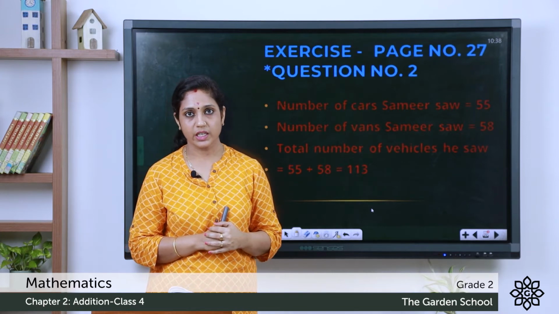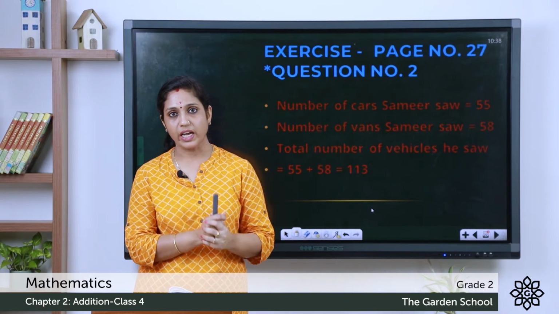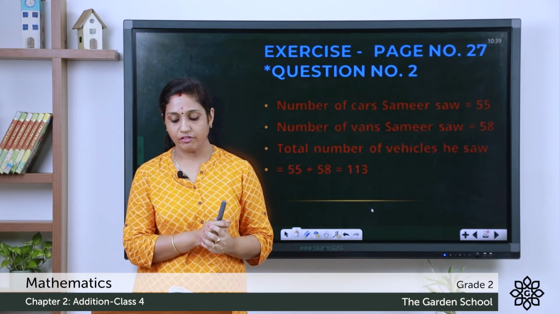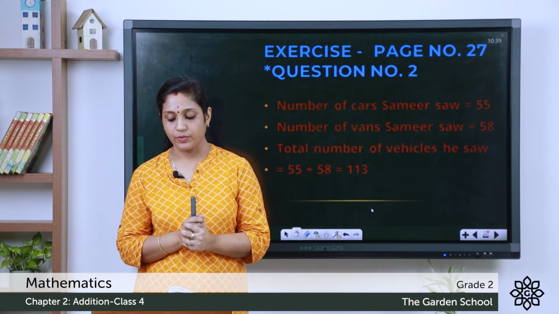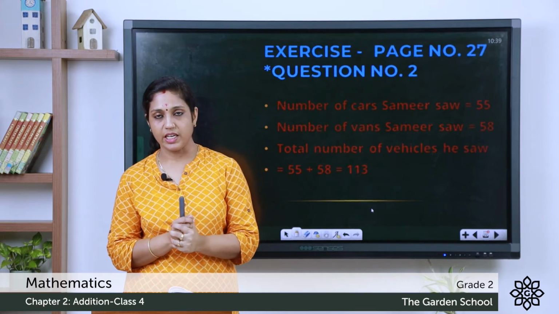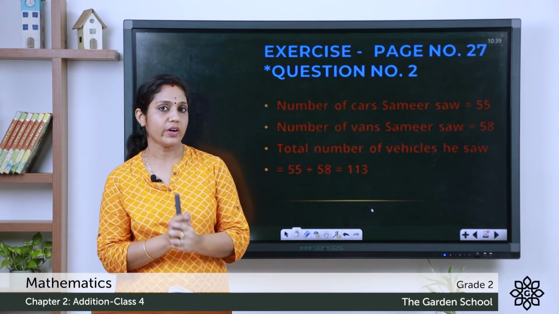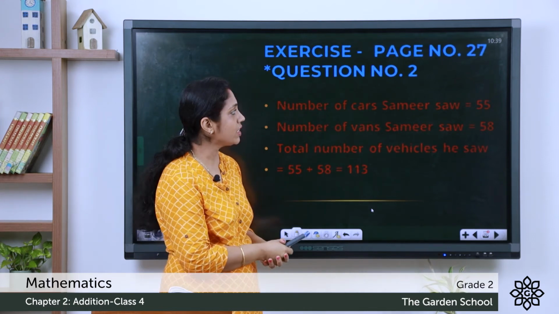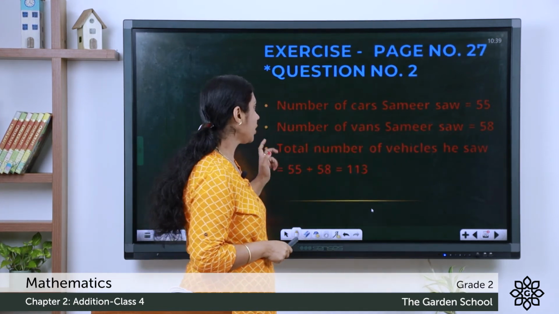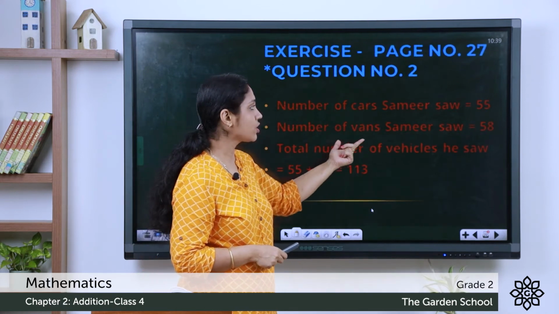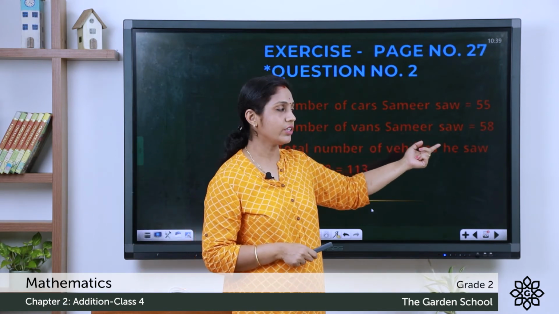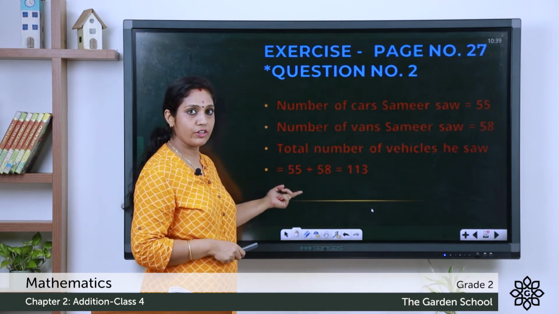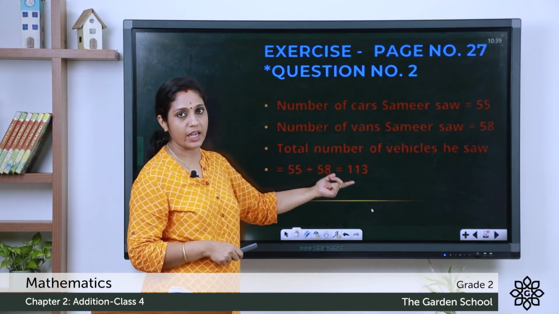So what is the question? Samir saw 55 cars and 58 vans while travelling from Delhi to Jaipur. How many vehicles did he see in all? So how can we write this? The number of cars Samir saw is 55. The number of vans Samir saw is 58. And the total number of vehicles he saw, we should do 55 plus 58.